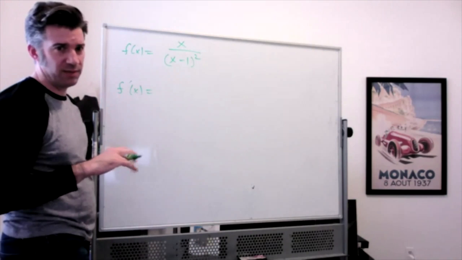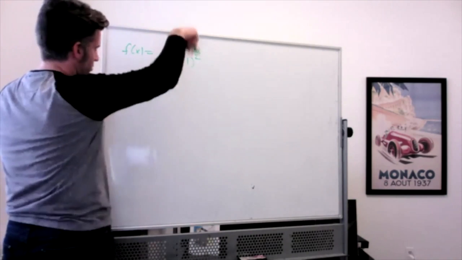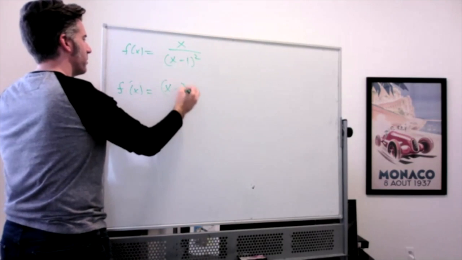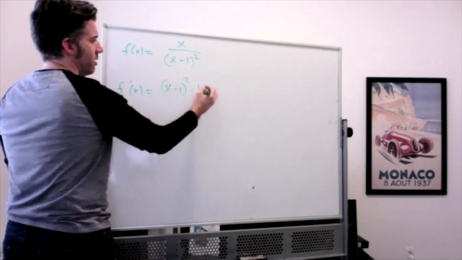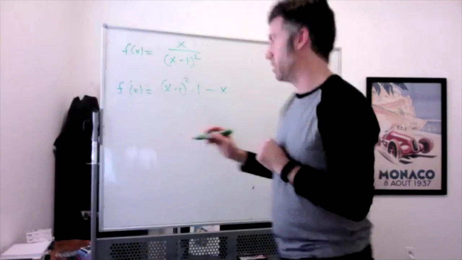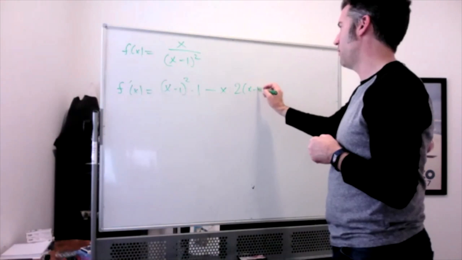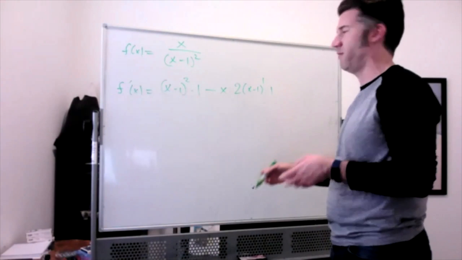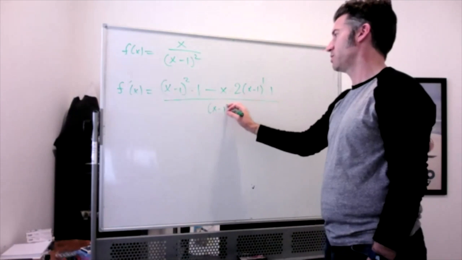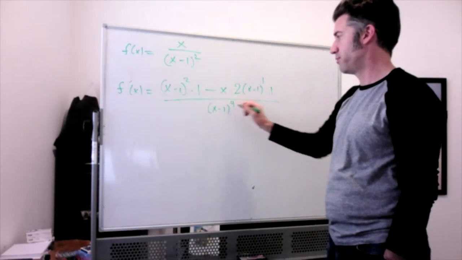The quotient rule: bottom times derivative of the top, minus the top times derivative of the bottom. The derivative of x minus 1 squared is 2 times my stuff to the first times the derivative of my stuff, or just 2 times x minus 1, over x minus 1 squared squared.